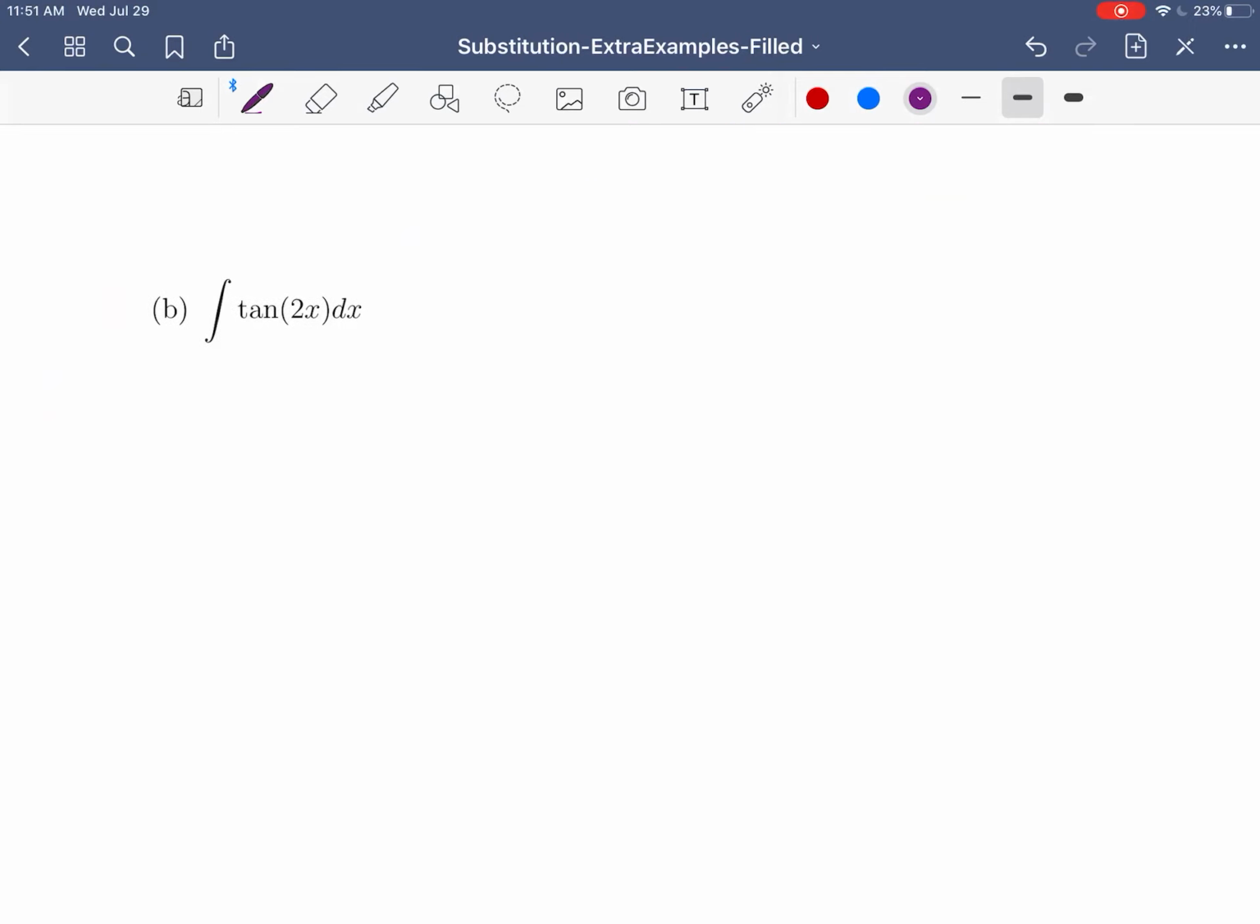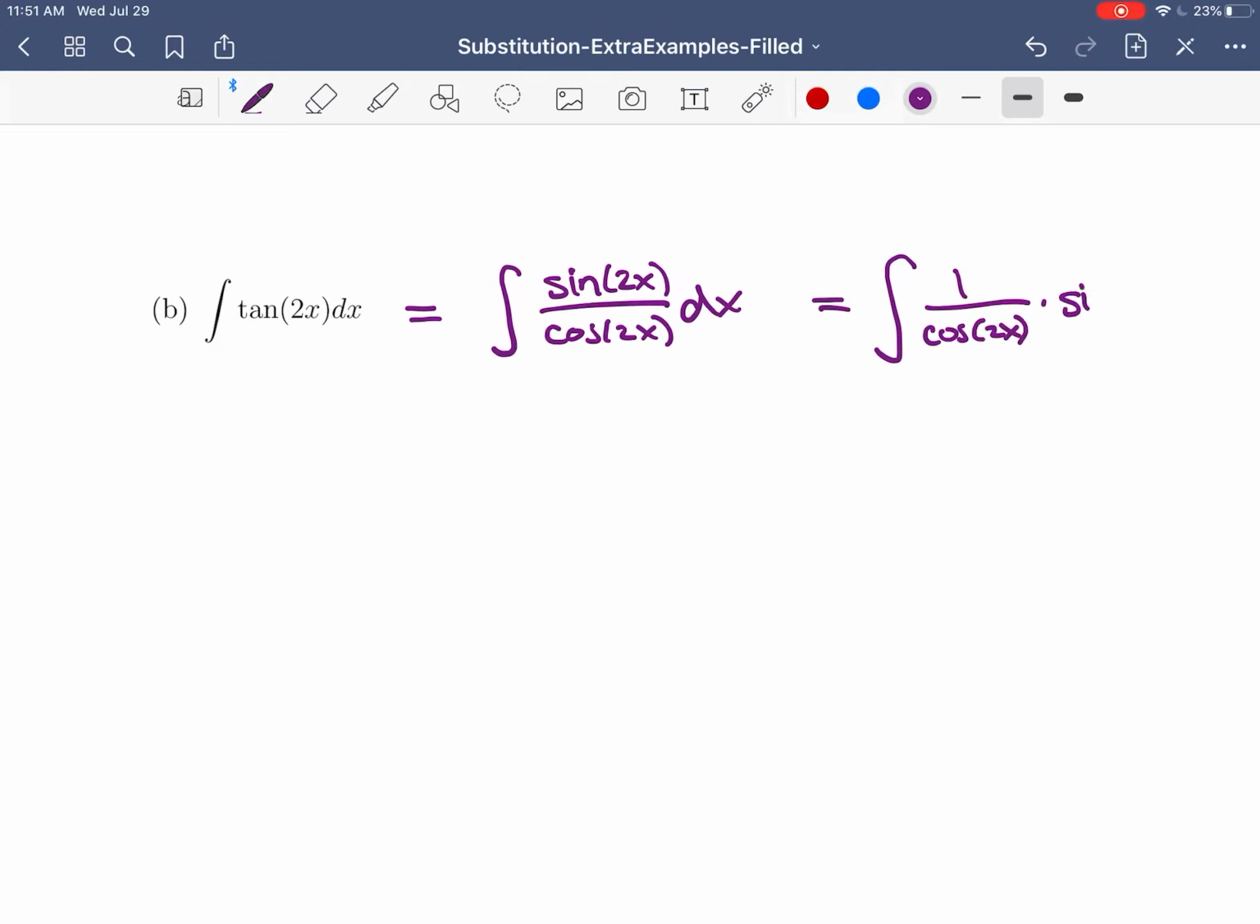Now this one definitely doesn't seem obvious what our substitution should be. I mean, we could use 2x, but then we're still not going to know the antiderivative for tan x or tan u. So what I'm going to do is rewrite this. I know that tan of 2x is going to be sine of 2x over cos of 2x. Now if I write this even further, it's 1 over cosine of 2x times sine of 2x dx.